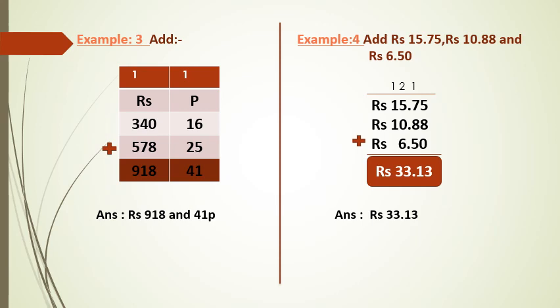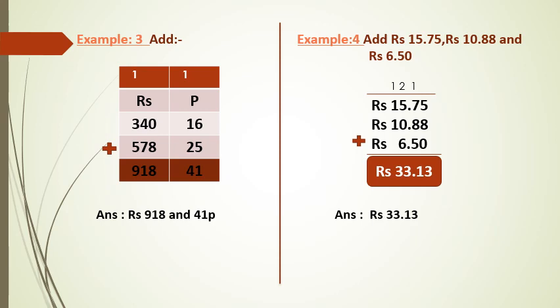Add 340 rupees and 16 paise with 578 rupees and 25 paise. As discussed, we have to write the rupees and paise in two separate columns. So if we add these two columns separately, we are going to start with paise column. As we know that we always start addition from the right.